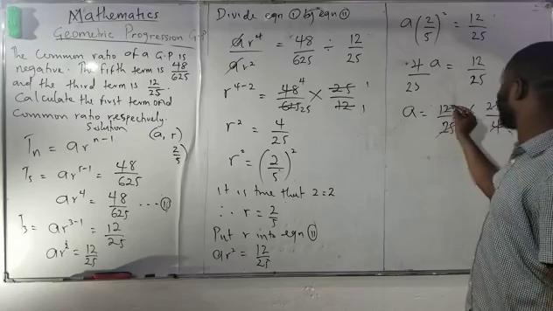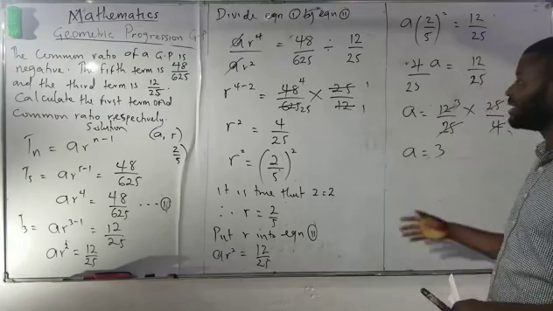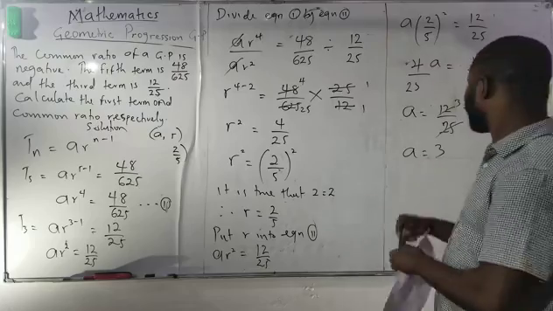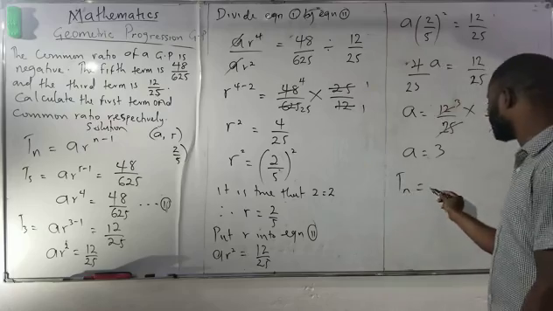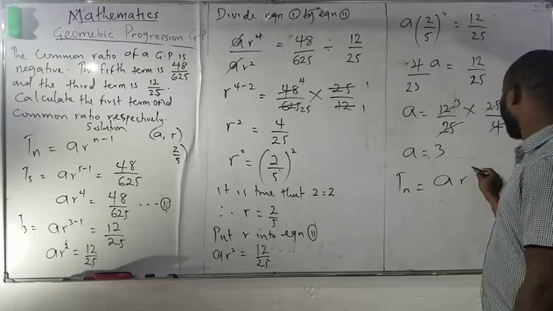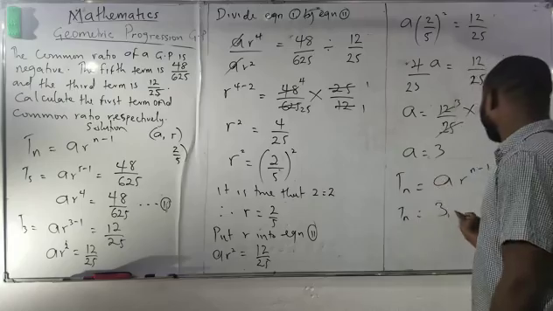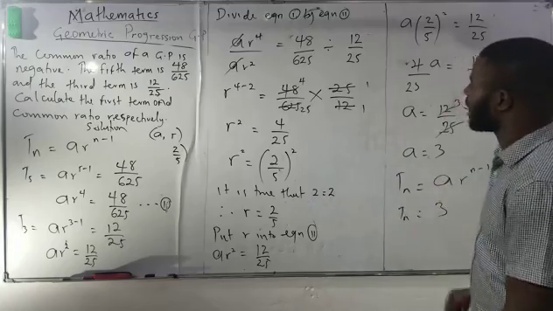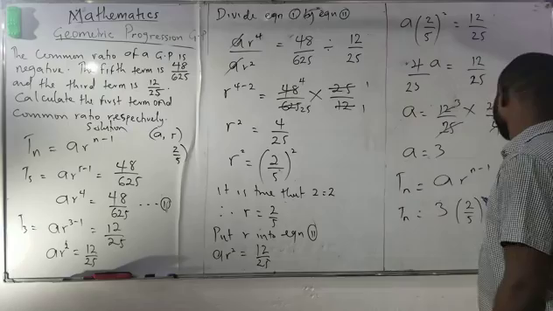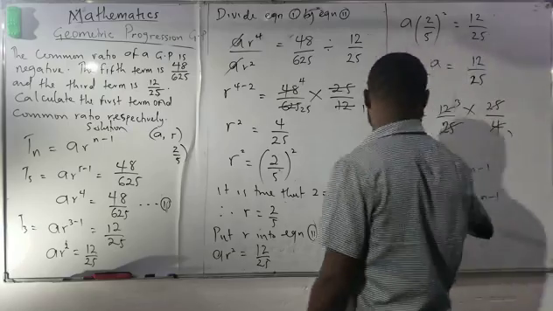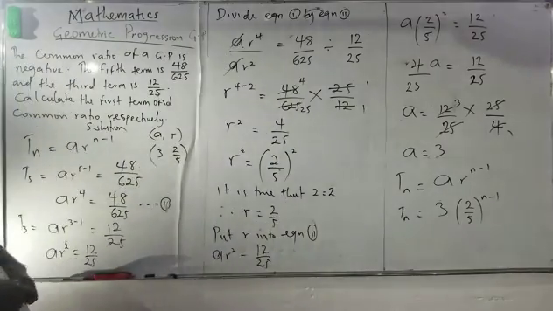Now, my A will be equal to 3. It means my first term is equal to 3. That's all. From here, I consider my nth term, which I want to generalize by saying AR raised to power n minus 1. It means my nth term will be equal to, what is my A? 3. My R is the bracket of 2 over 5 to the power n minus 1. This is the general term of this.